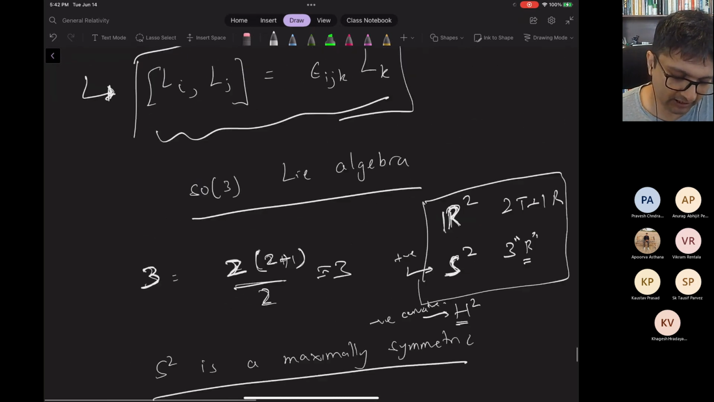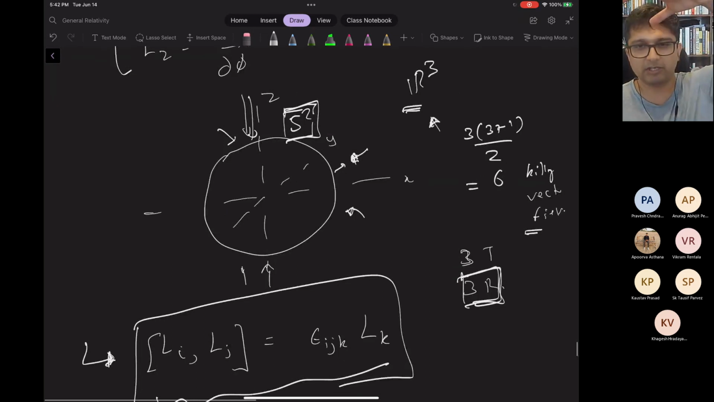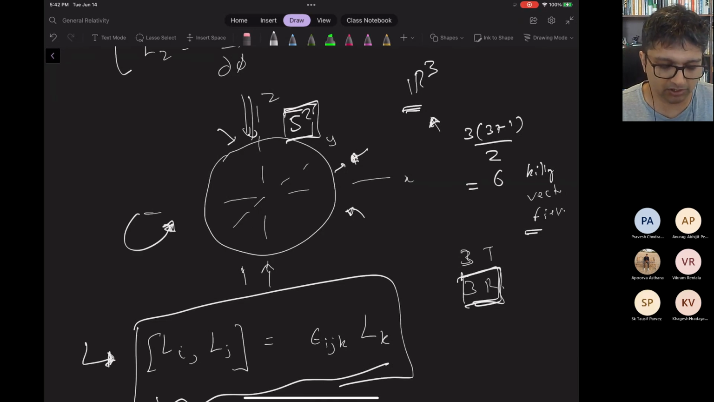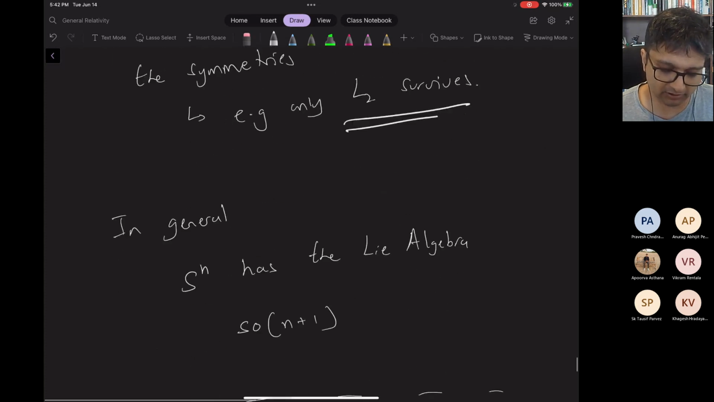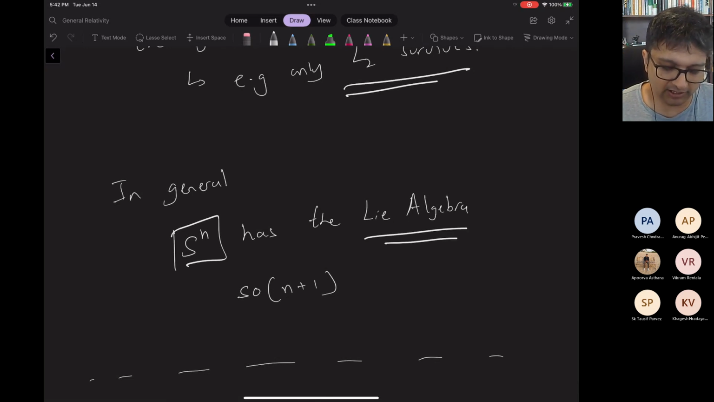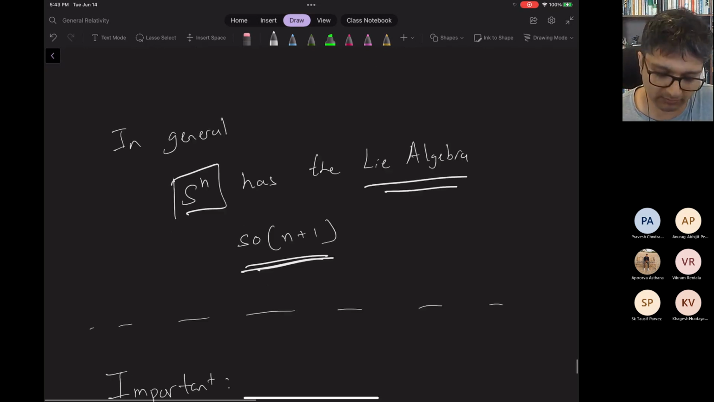All right, and finally, if you squash this S2, imagine an orange and you squeeze it, then you'll only have one symmetry direction left, which is in the Z direction. So only LZ will survive as a symmetry generator in that case. And in general, if I take an n-dimensional sphere, Sn, it has the Lie algebra SO(n+1), which you can think of as the rotations inherited from embedding this in n+1 dimensions.